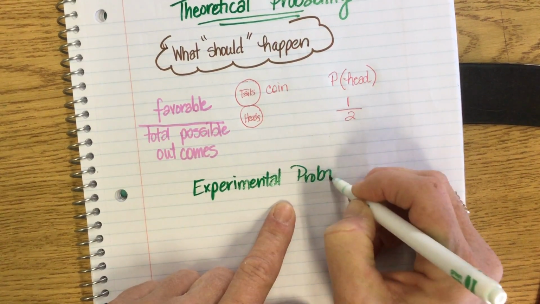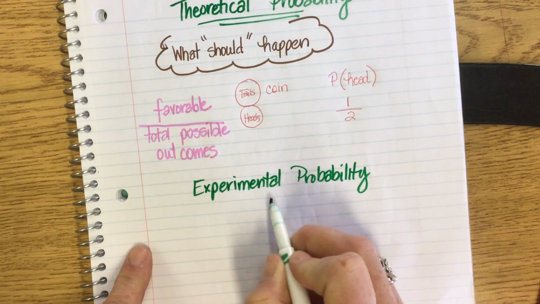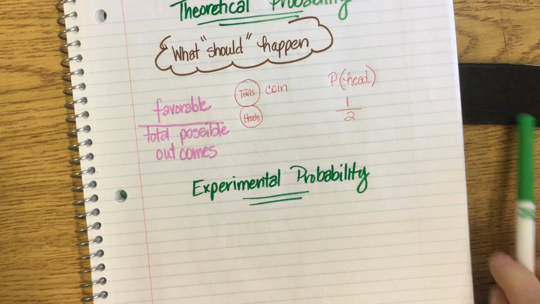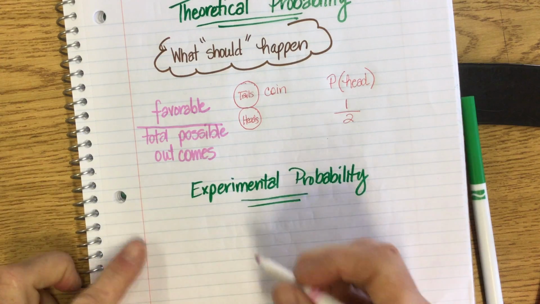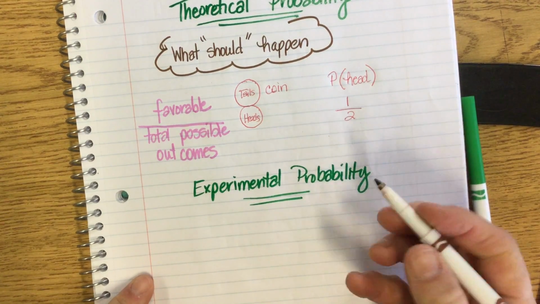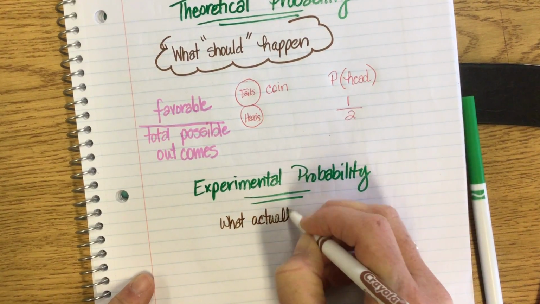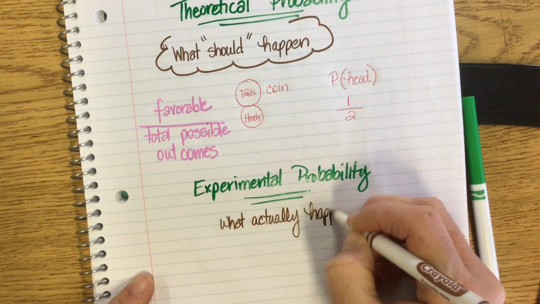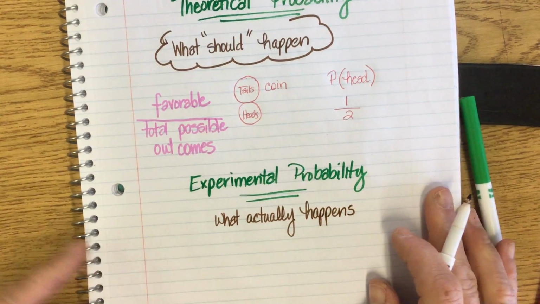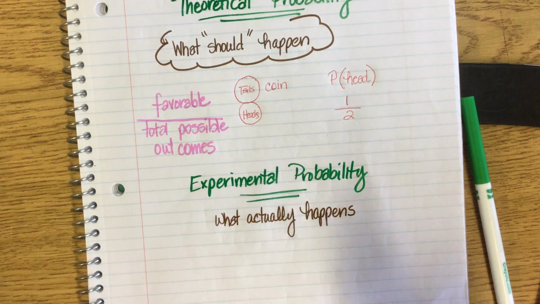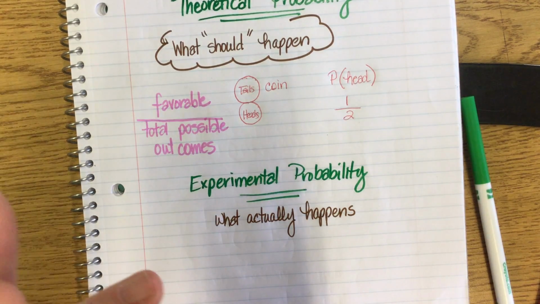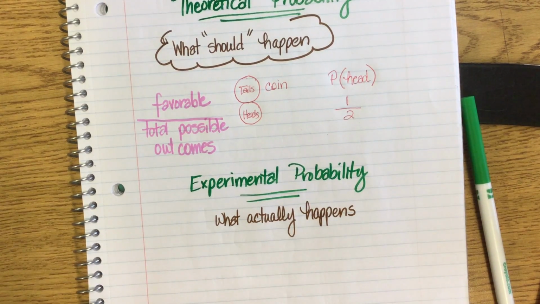And we're going to do a quick experiment. Experimental probability is what actually happens. Many businesses use this as a real-life example. Let's say that they produce over 2 million of a product, and they want to know what their ratio is for how many will be defective. Are they going to test all 2 million of the products that come off the line?